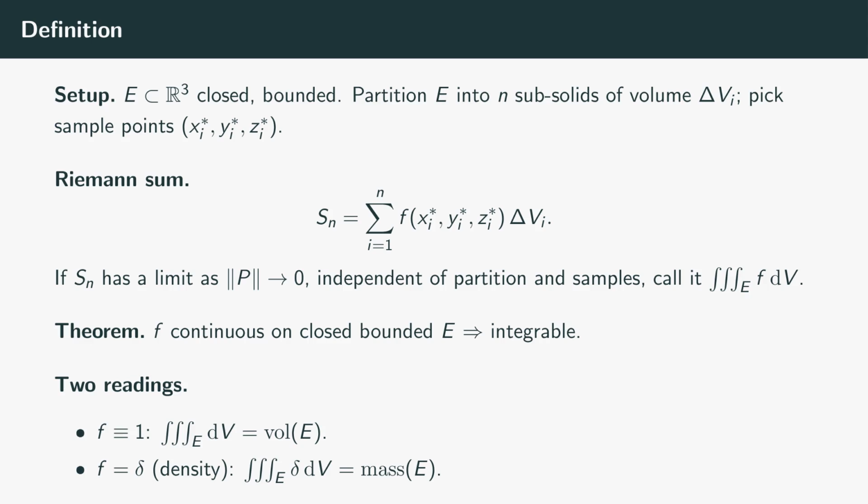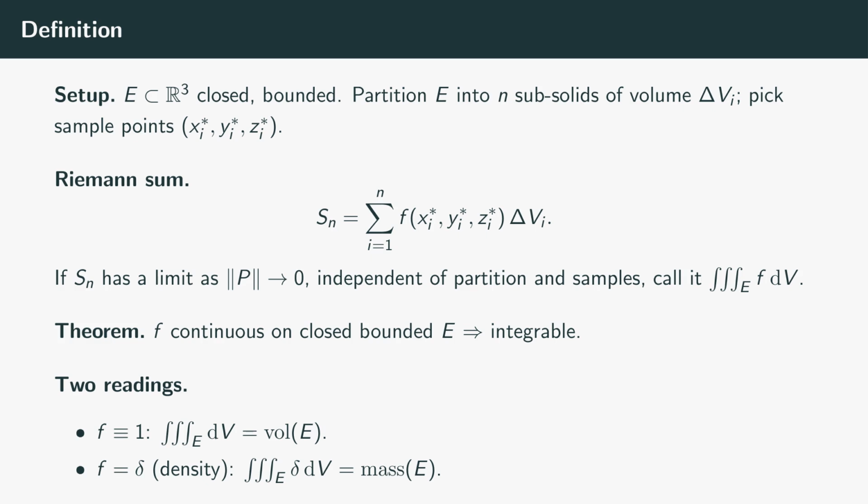Same template, one dimension up. Let E be a closed, bounded subset of three-dimensional space. Partition E into n small subsolids. Think tiny rectangular boxes for now, though in principle they can be any well-behaved shapes. Each piece has a volume delta V sub i. Pick a sample point xi star, yi star, zi star inside each piece. Form the Riemann sum, the sum of f times delta V. Let the mesh, the diameter of the largest piece, tend to 0.